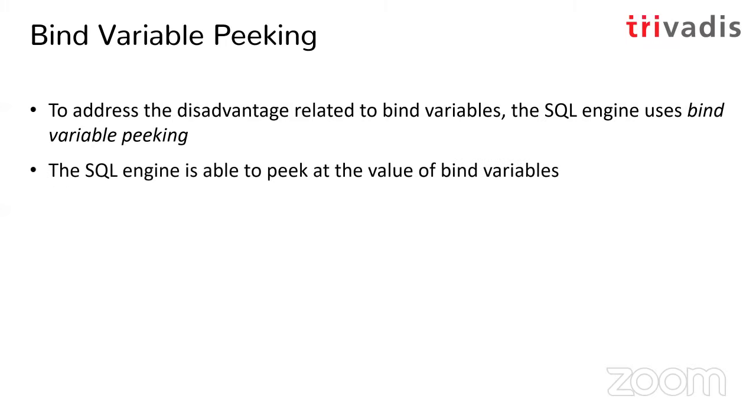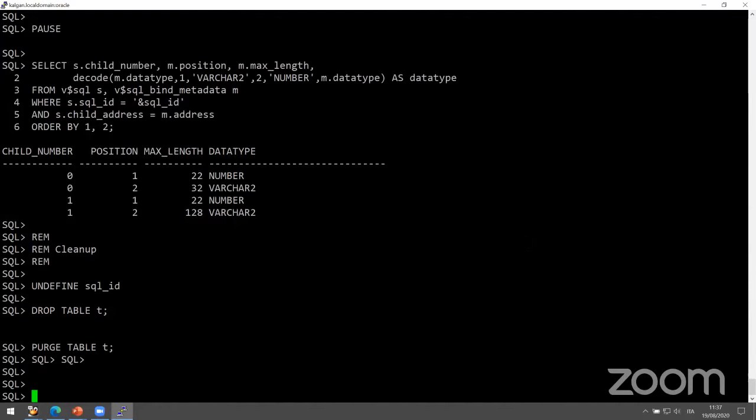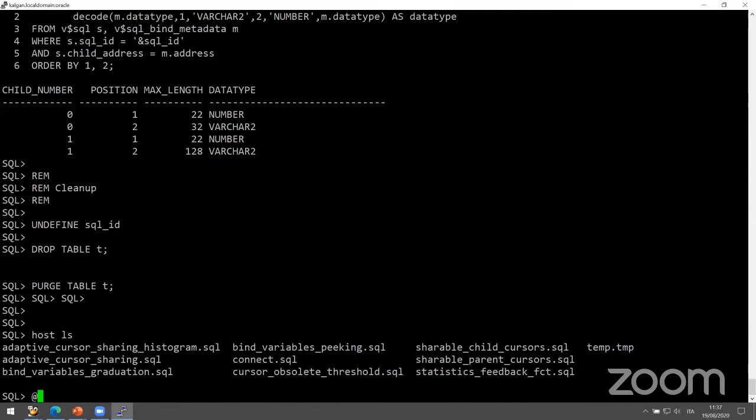The problem with this approach, of course, is that if you have a child cursor that can be shared, then you might end up sharing a child cursor even though it's not efficient to do so. Let me show you an example. Bind variable peeking.